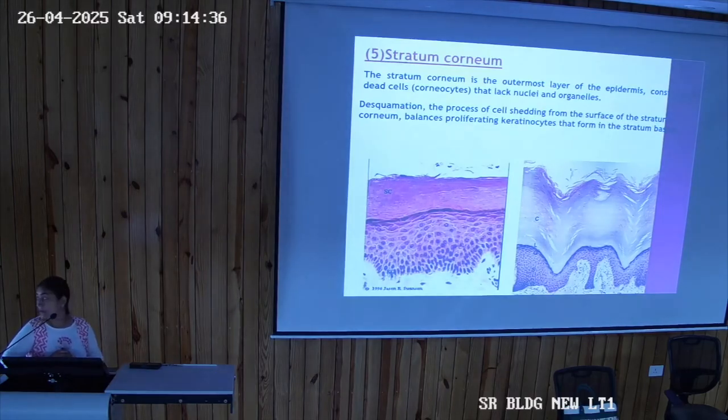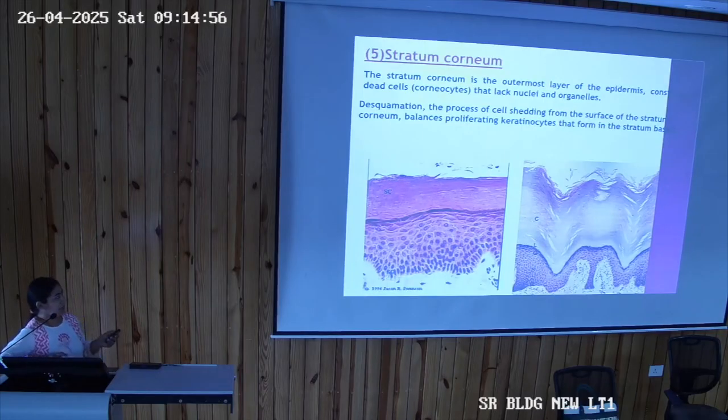So it is keratinized, stratified squamous epithelium. Keratinized because of the keratin present over the topmost layer, that is the stratum corneum, and stratified because multiple layers of cells are present. Why squamous? The superficial topmost layer is the squamous epithelium. We say it is a squamous epithelium, but we don't find any squamous epithelial cells because dead cells are present over here.